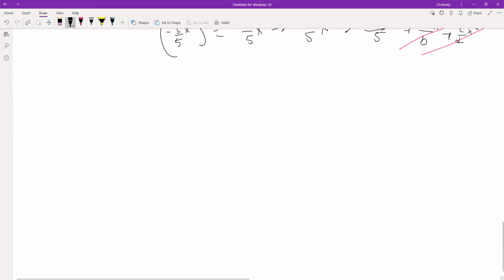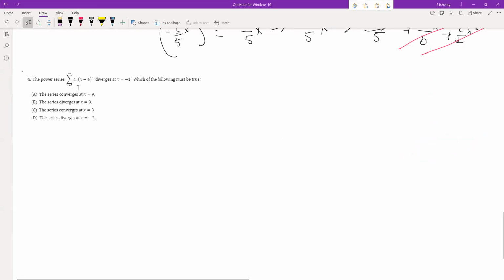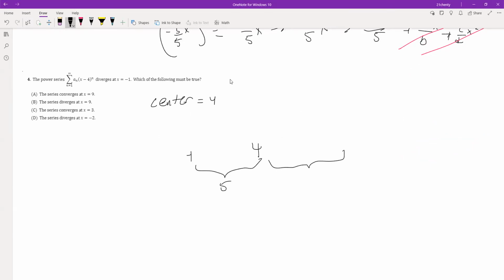Okay, number 4. Almost done. This power series diverges at x equals negative 1. What must be true? So the center, we can see off the bat, is 4. And it diverges at x equals negative 1. So 4, negative 1. This is 5, which means the radius of convergence is at least 5.